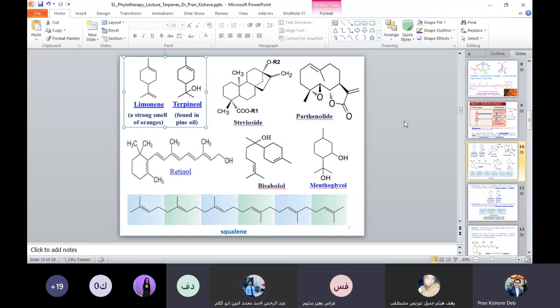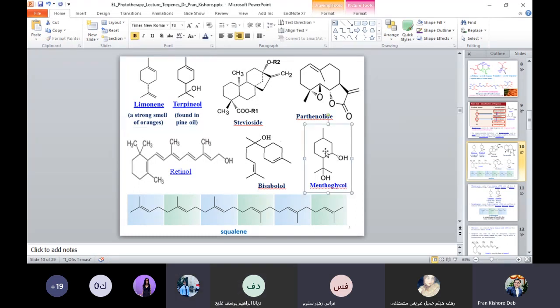Monoterpenoids, how many do you have? There are two. Which one? Menthol glycol? Okay, can you count the numbering? All 10. Menthol glycol is a terpenoid with 10 carbons, so mono.